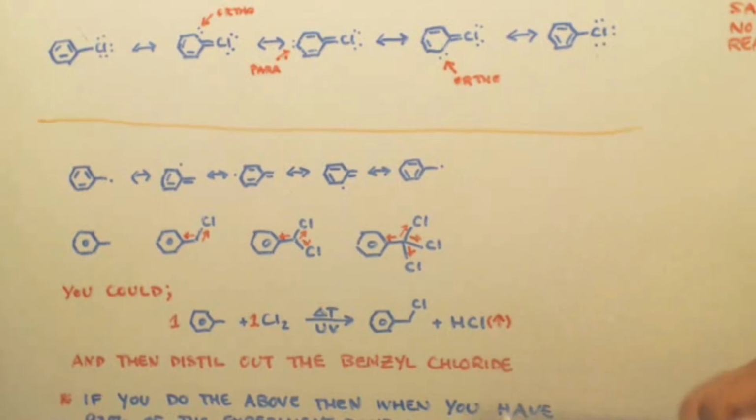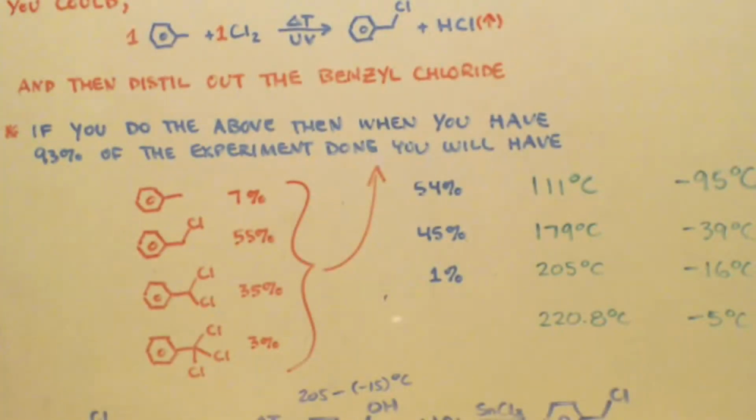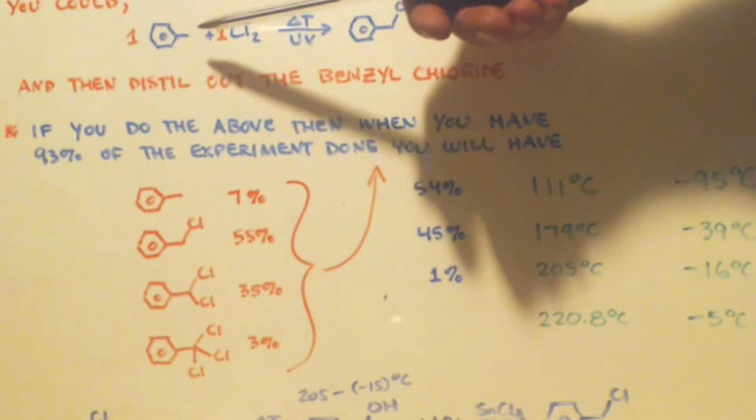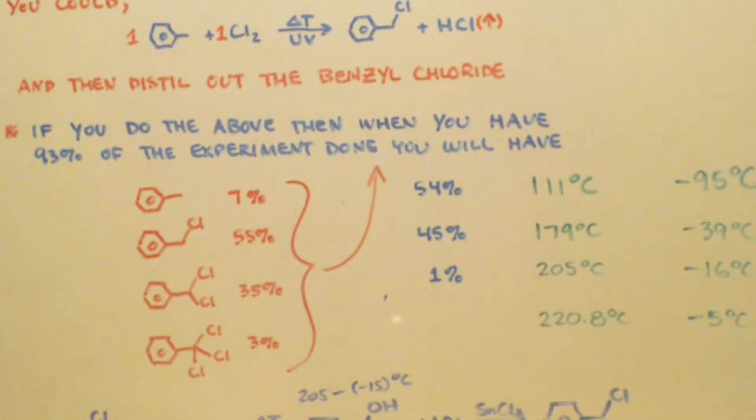So now, I've seen instructions, and you can do this. This is the equation. You can do 1 mole of that, 1 mole of that, and make your product, 1 mole benzyl chloride. And then you distill out the benzyl chloride.